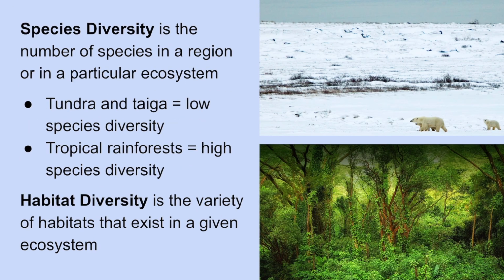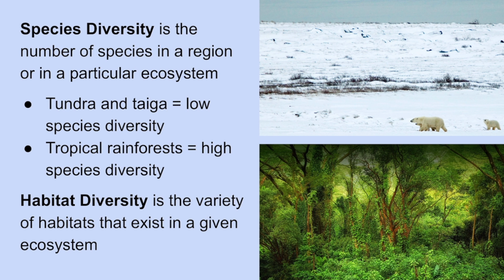Species diversity is the number of species in a region or in a particular ecosystem. So this is one step up from genetic diversity. Genetic diversity has to do with a population of the same species. Species diversity is how many species are in a region or ecosystem.